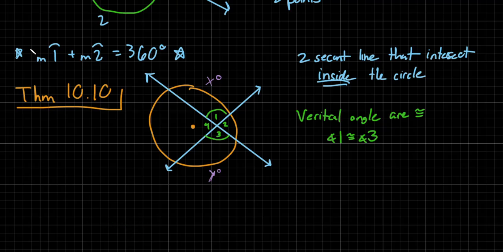Good, guys? Yes. So angle 1, this is the theorem. Theorem is now in orange. Theorem says that angle 1 is going to be equal to 1/2 the sum of the first arc and the second arc that they intercept.